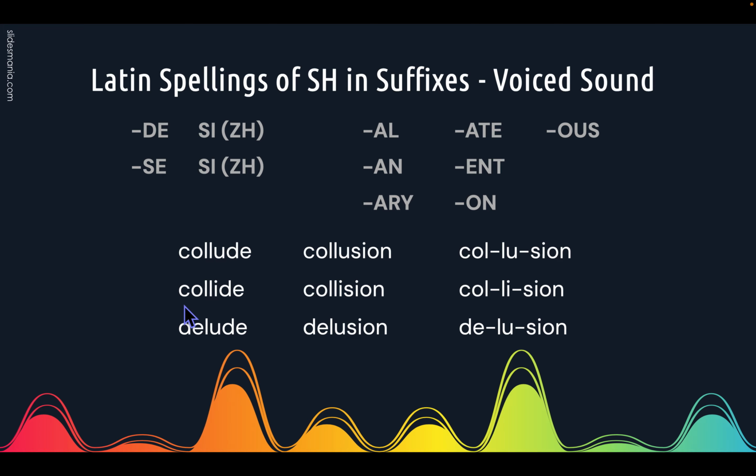collusion. Right here we have collide. It ends with a DE. So when we turn this verb into the noun collision, we're going to spell the zh sound with SI, collision. Right here we have delude, and when we turn this verb into the noun delusion, we're going to spell the zh sound with the SI, delusion.